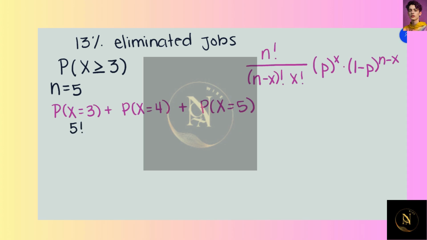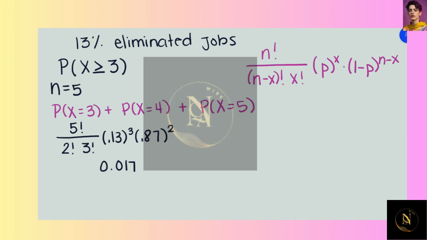So we do 5 factorial divided by (5 minus 3) factorial, which is 2 factorial, times 3 factorial, times 0.13 to the x power, which is 3, times 0.87 to the second power, because 5 minus 3 is 2. When I do that, I get 0.017.